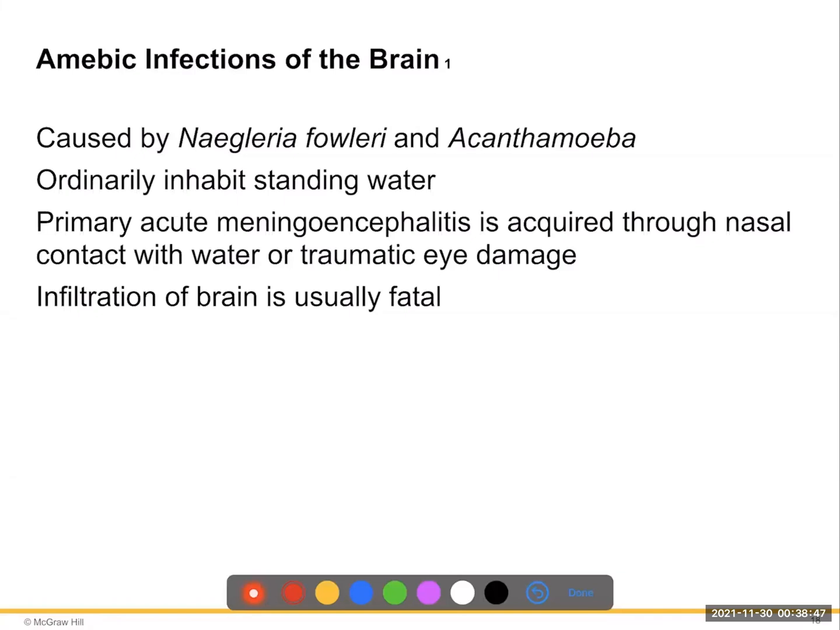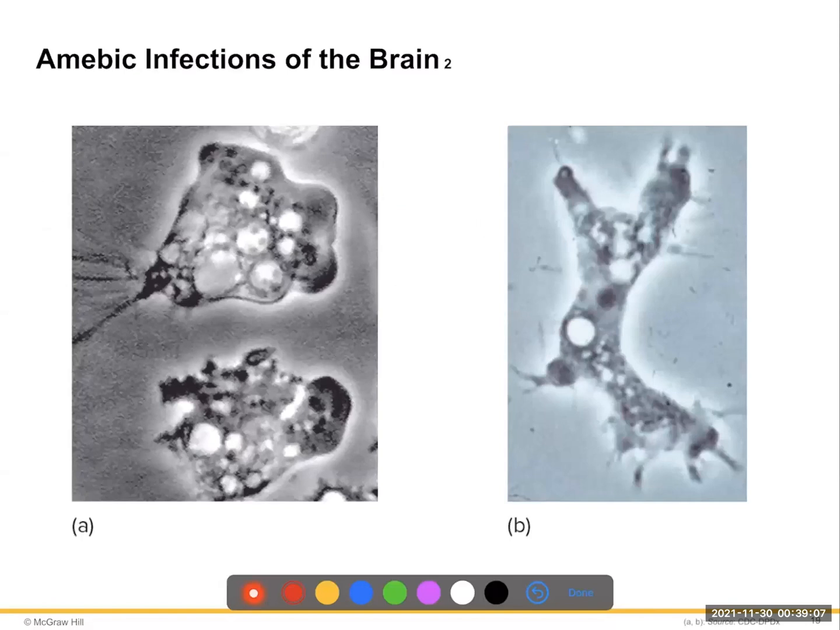Acanthamoeba ordinarily inhabit standing water. The primary acute meningoencephalitis is acquired through nasal contact with water or traumatic eye injury. Once it infiltrates the brain, that's usually going to be fatal. And you can see how it affects the different nerves running through here. You see how it's infected our nerve endings here. You see the vacuoles inside on those microscopic pictures of them.